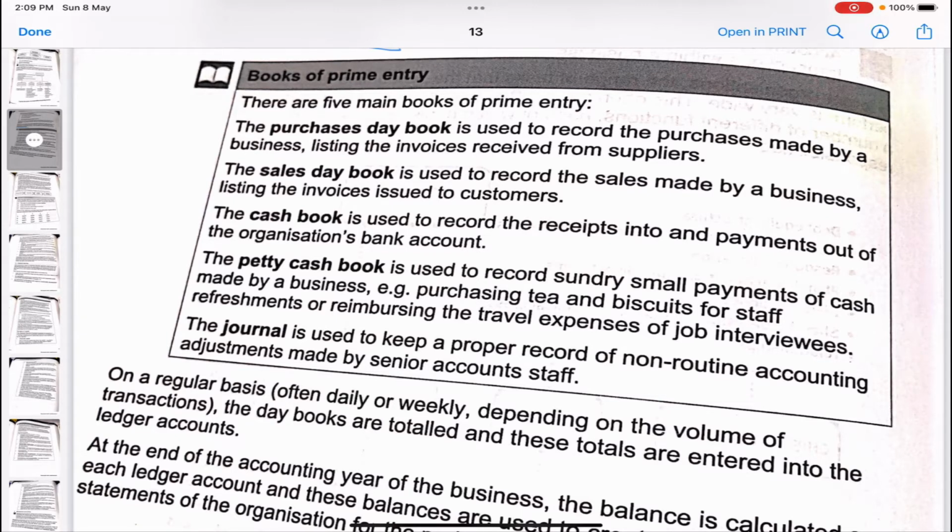The journal is used to keep a proper record of non-routine accounting adjustments made by senior account staff. Non-routine means something which is not related to the day-to-day business. These adjustments made by the senior account staff are recorded in the journal. So what are the books of prime entry? The purchases book, the sales book, the cash book, the petty cash book, and the journal.